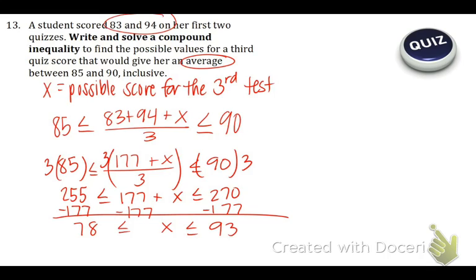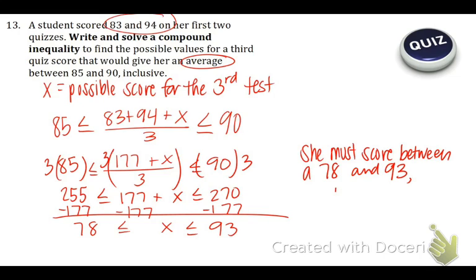So let's write a conclusion sentence. She must score between a 78 and 93 inclusive. Remember, inclusive means we are including the endpoints, and you know that it's inclusive because there's a line underneath the symbols. Number 13 is done.